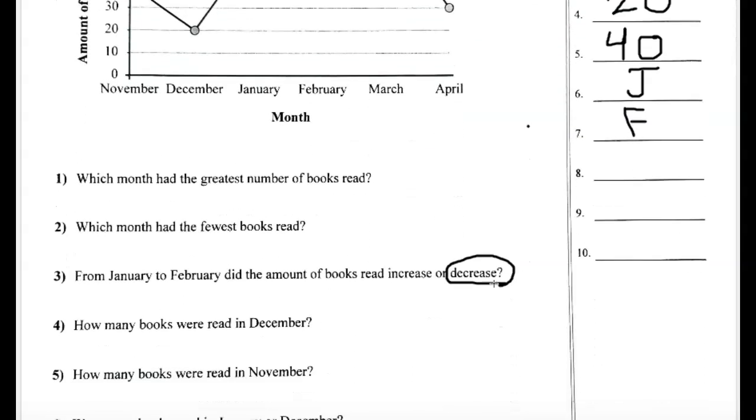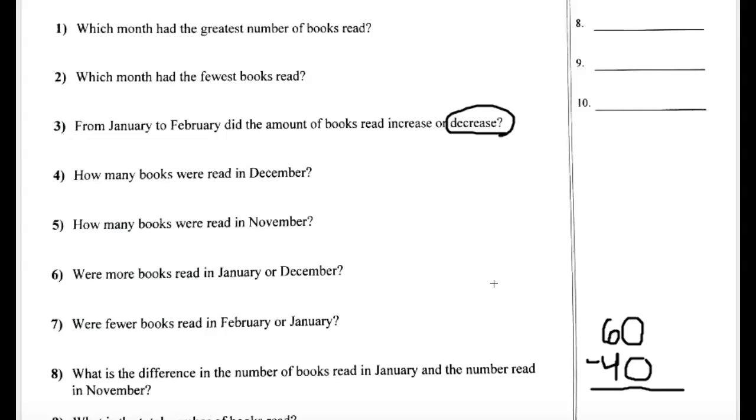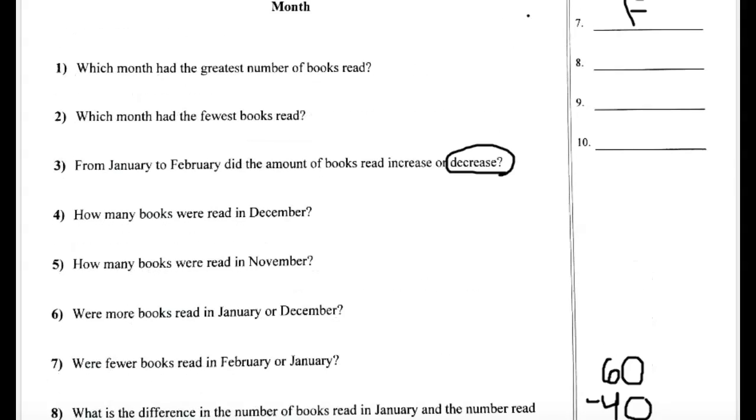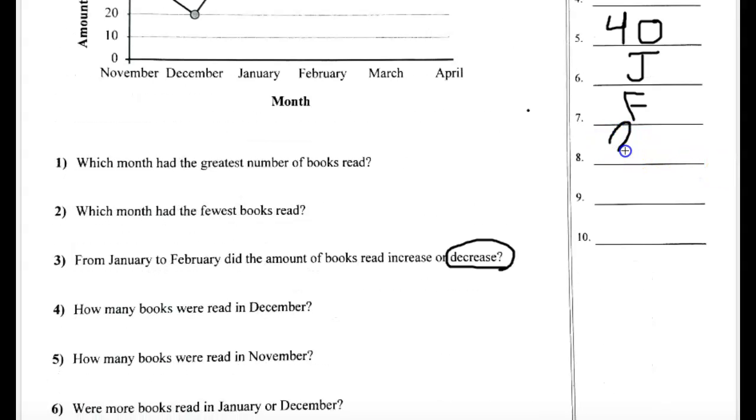Now number 8. What is the difference in the number of books read in January and the number read in November? For this we're going to be subtracting, so I already wrote it out here. January had 60 books read, and November had 40 books read. We start with 0 minus 0 is 0. And then we're going to count backwards. So 6 minus 4, you go 6, 5, 4, 3, 2. So our answer is 20. The difference in number of books read in January and November is 20. So you're going to write 20 on number 8.